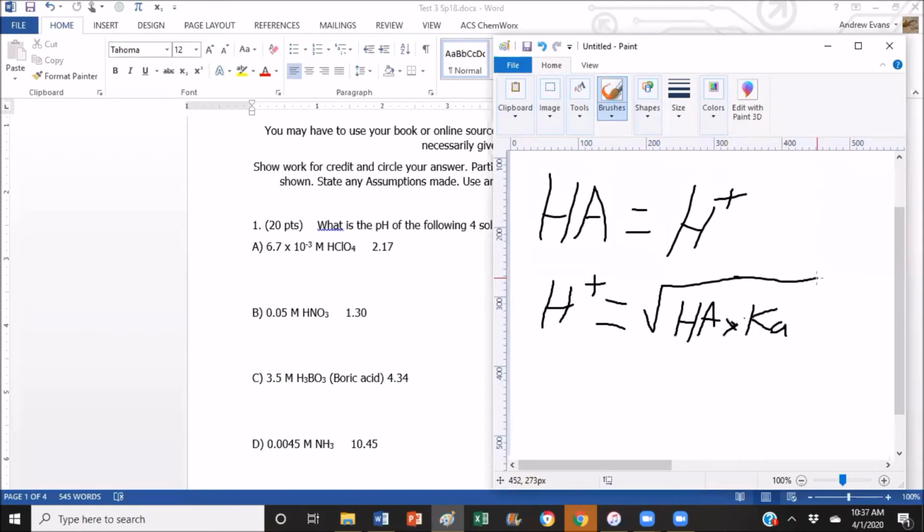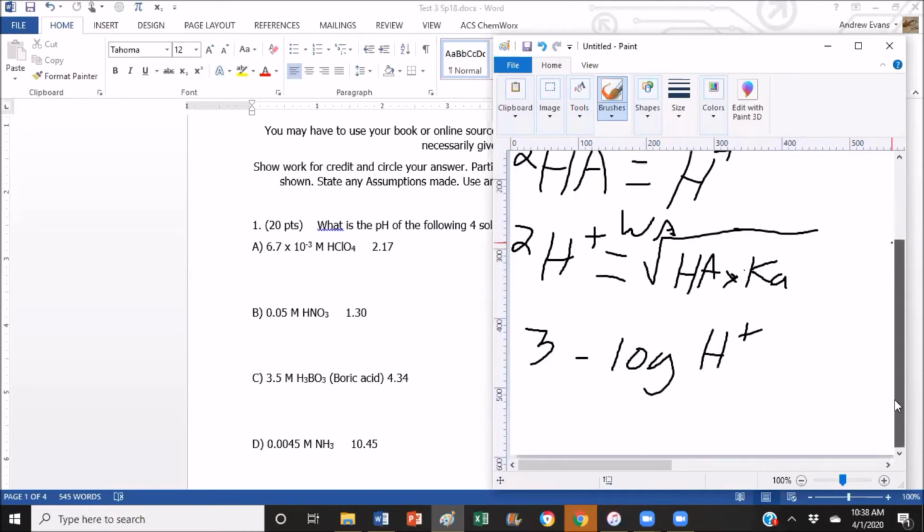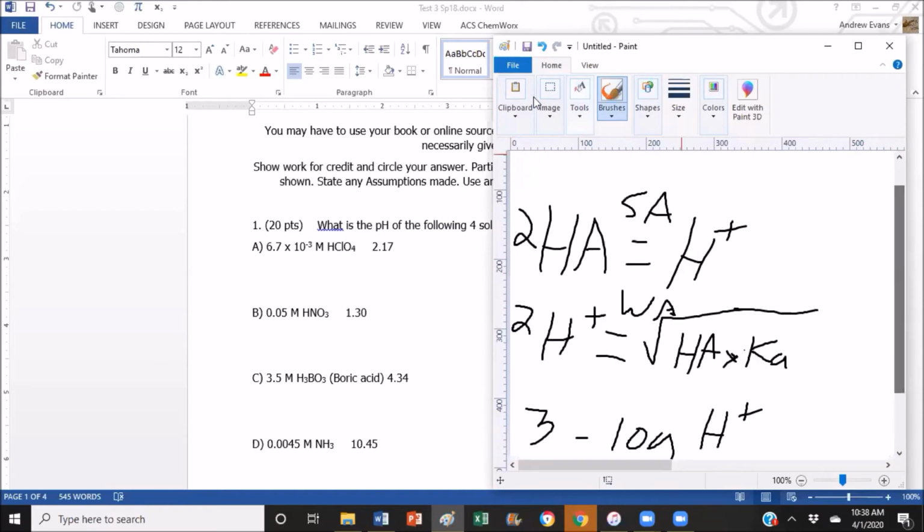So both of them have a step 2. This is for a strong acid, and this is for a weak acid. For a strong acid, you literally say 1 equals 1; you don't actually have to do any math. And then for both of them, step 3 is just the negative log of H plus. The only problem is that if you have a base, you have to turn the negative log of OH minus into H plus, into pH.